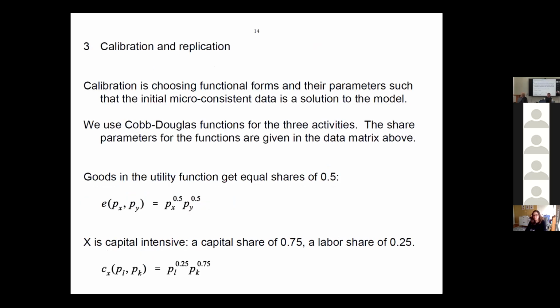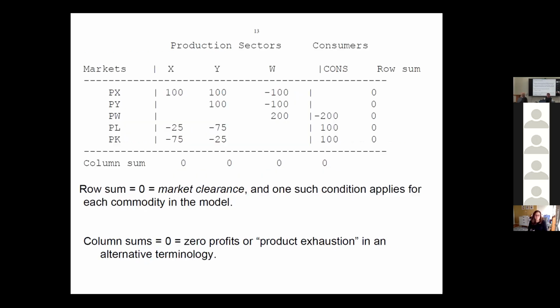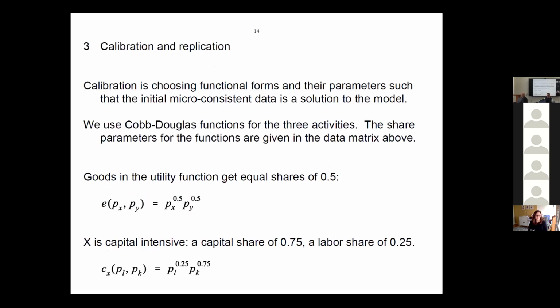Okay. So then this next step is calibration and replication. So this is choosing functional forms and the parameter values such that the values are consistent with this data. What does consistency mean? It means you run the model and it just spits back what you put in. Exactly the same thing. So I'm going to use Cobb-Douglas. Tom hates that, but for starting out, people kind of know this. So this is just a teaching tool. Doesn't mean we stop there.